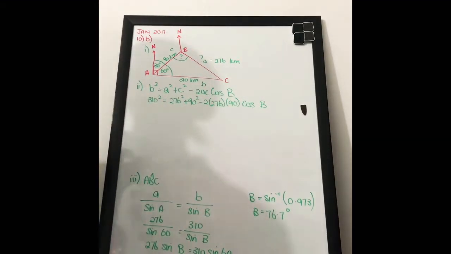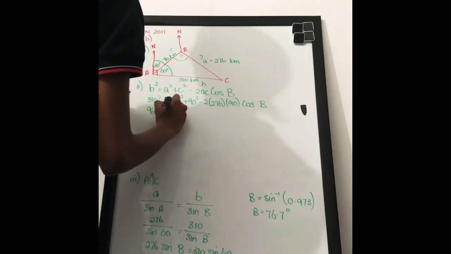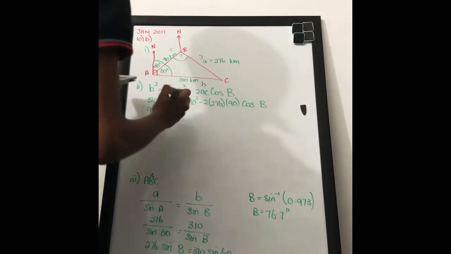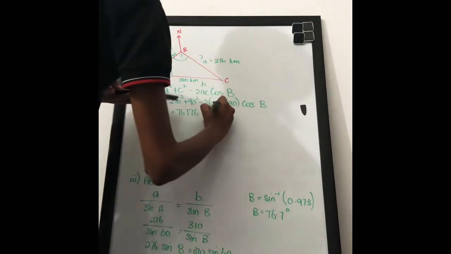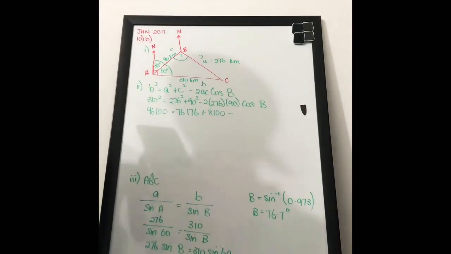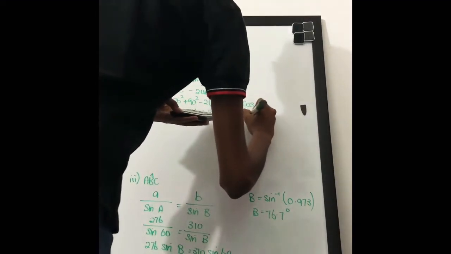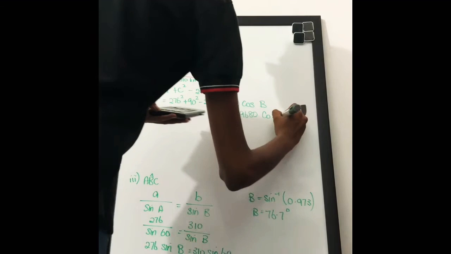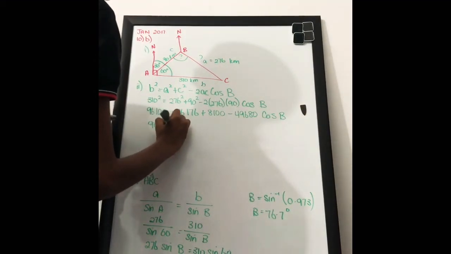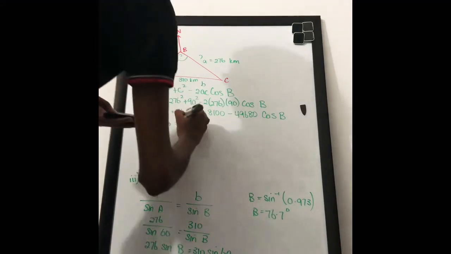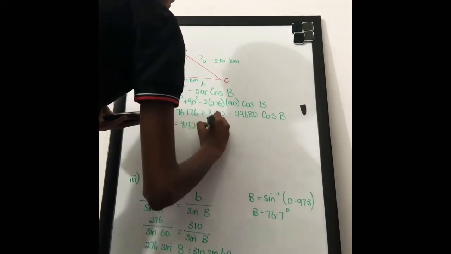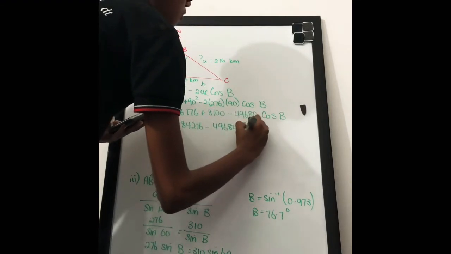Okay, 310 squared is 96,100, equal to 276 squared, which is 76,176, plus 90 squared, which is 8,100, minus 2 times 276 times 90, which is 49,680 cos B. Let's simplify this: 76,176 plus 8,100 is 84,276, minus 49,680 cos B.